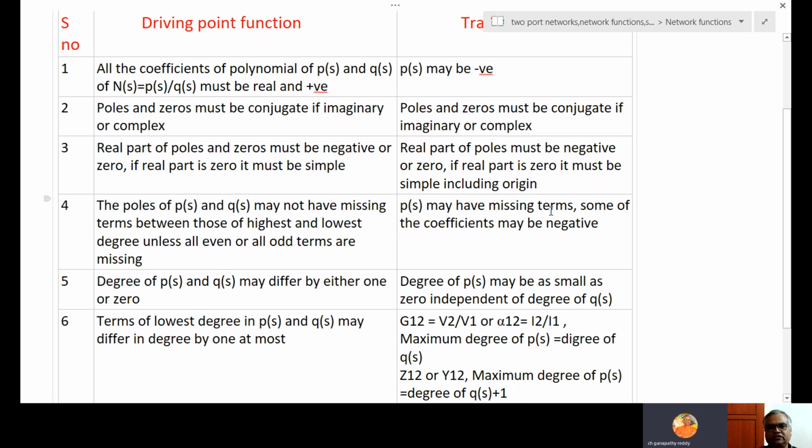Then P of S may not have missing terms, but some of the coefficients may be negative. P of S, P meaning numerator, may have missing terms. So there is some relaxation in P of S. Some of the coefficients may be negative. So here it is polynomial.